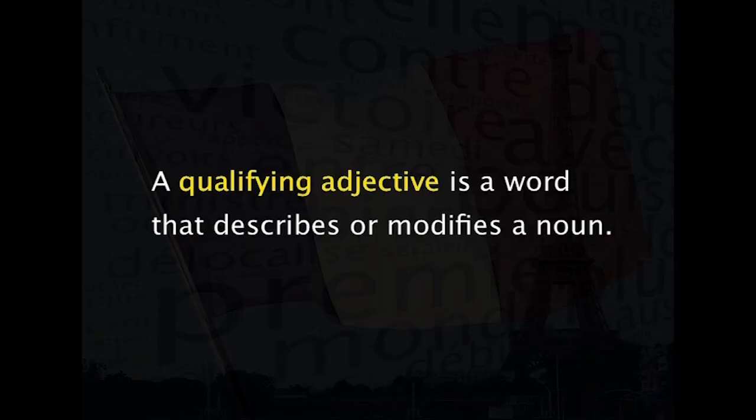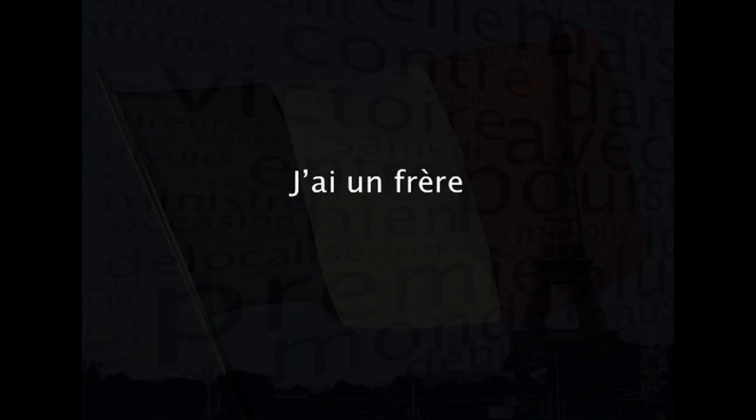Let me begin the lesson by first explaining what a qualifying adjective is. A qualifying adjective is a word that describes or modifies a noun. Let me give you an example to illustrate what this kind of adjective is.